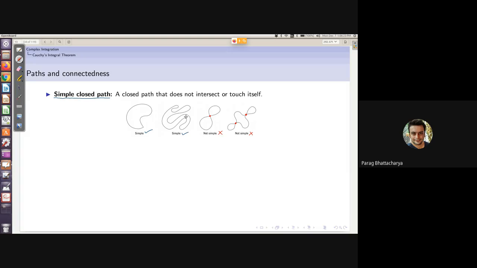So you could have a complicated path that looks something like this. This is an example of a simple path and it's a closed path, and this is not an example of a simple closed path. So we are going to consider paths which look like this, either this or this, which are known as simple closed paths.